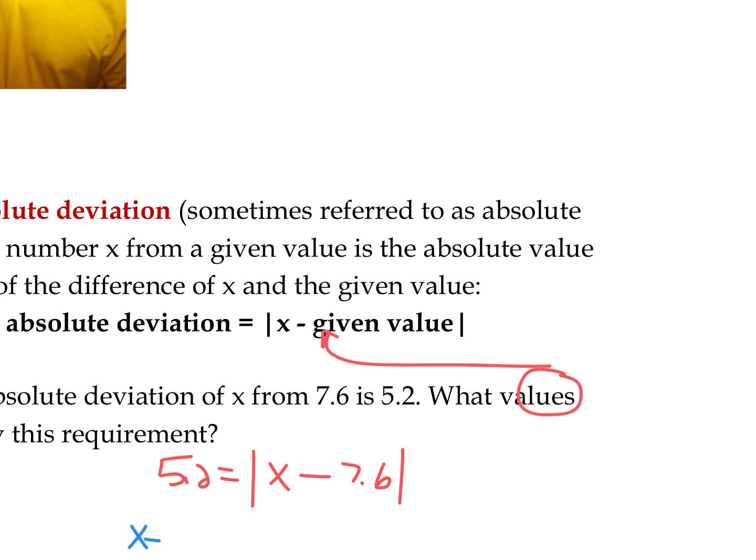two equations. x minus 7.6 equals 5.2. x minus 7.6 equals negative 5.2. So now I can add 7.6 to both sides, and x equals 12.8. I'm going to add 7.6 to this side, and I'm going to get x equals 2.4. So those are my two values for x that would work there.